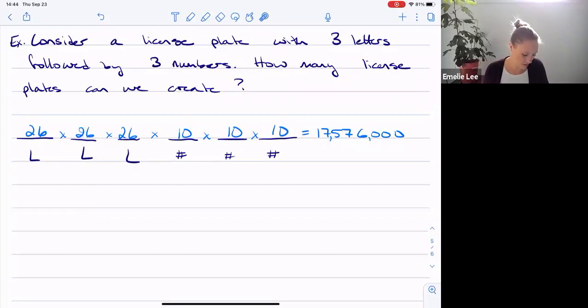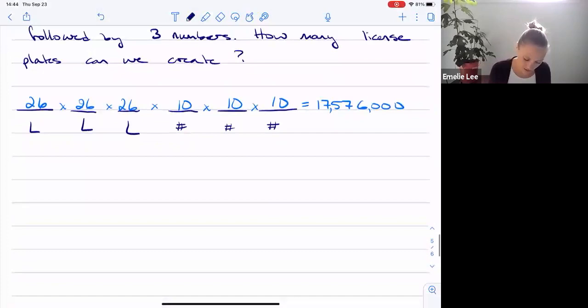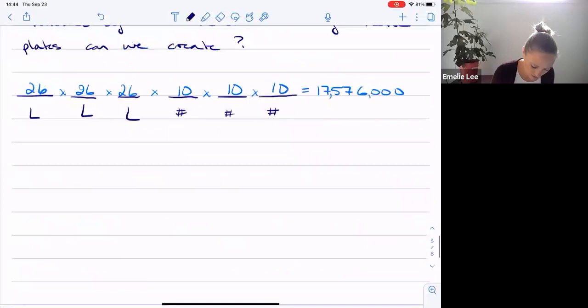Okay, so this is how many license plates we could create with this setup. So we could play around with that. The next thing I want to introduce, before we go here, is permutations.